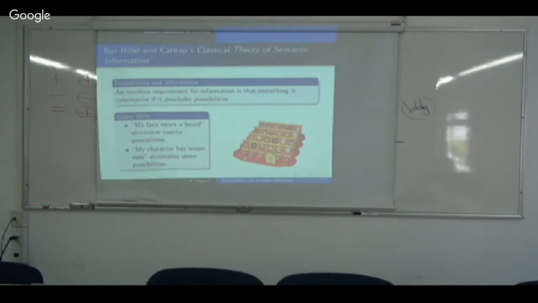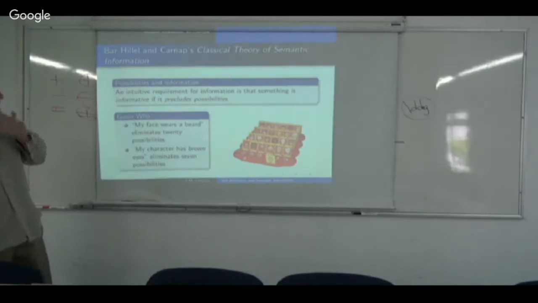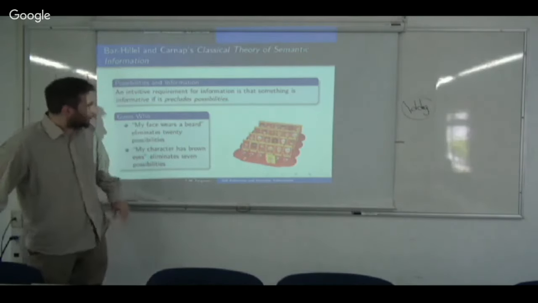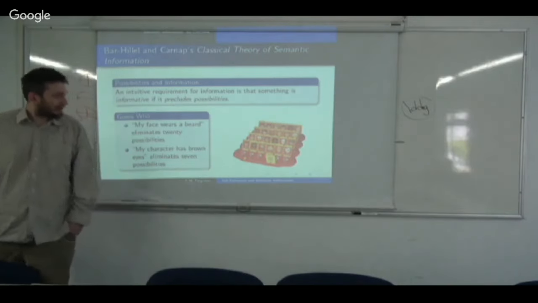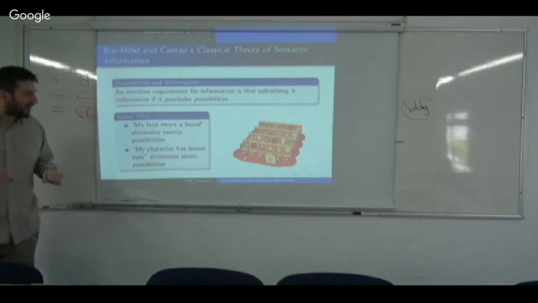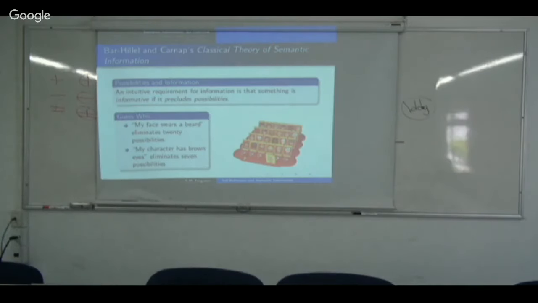And this very initial, naive account does tell us about how we can compare the amount of information. So if I'm playing Guess Who with you, and I find out that your face wears a beard, since only 4 of the characters wear a beard, that has eliminated 20 possibilities. And so that's very, very highly informative. If I ask you, does your character have brown eyes? And you say, yes, I can eliminate 7 possibilities because most of the characters have brown eyes. So we see some kind of ordering in a sense about how to make sense of something's being more informative than other sentences.